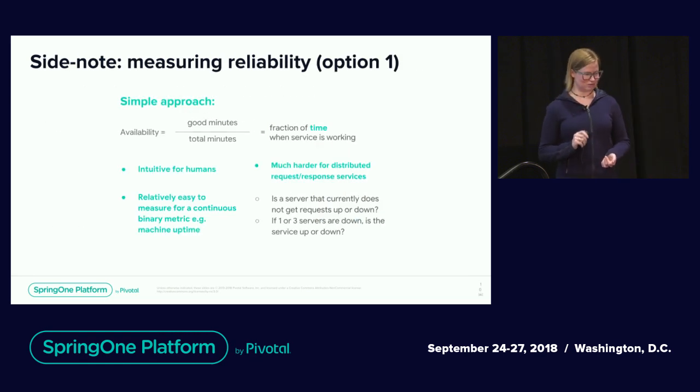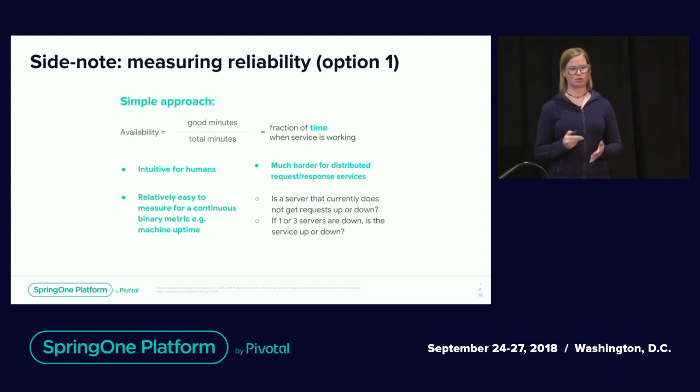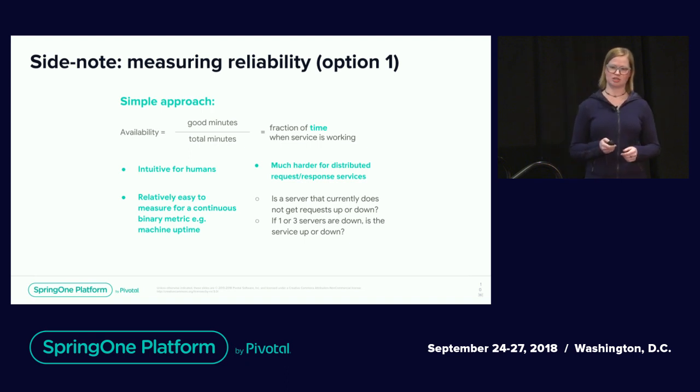As a side note, when we're measuring SLIs, there are a couple approaches we can take. One is to measure the number of good minutes and divide it by the number of total minutes and to say, okay, that's the good time. This has a couple advantages. It's really easy for us as humans to understand. Like, I totally understand what good minutes over total minutes means. And it works well for systems that are either always up or always down.